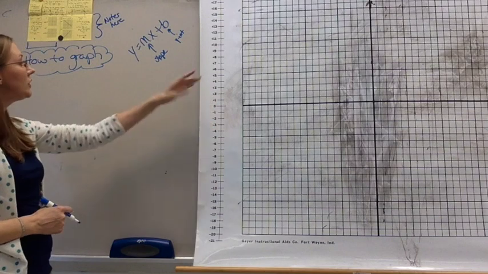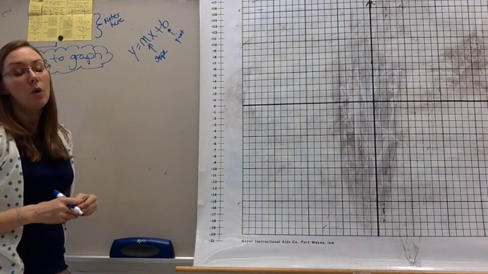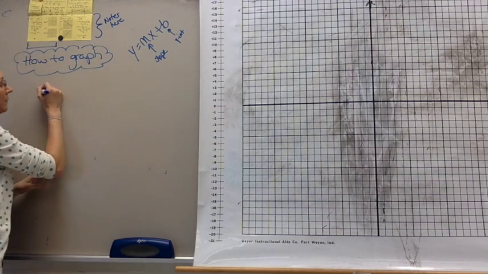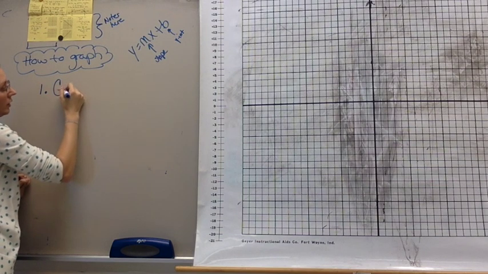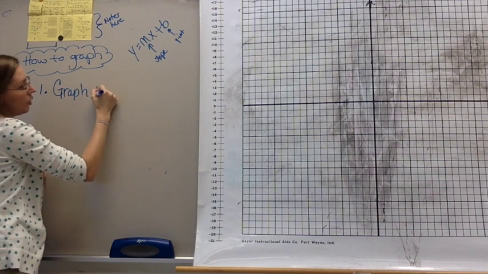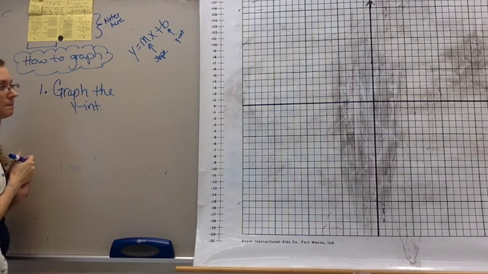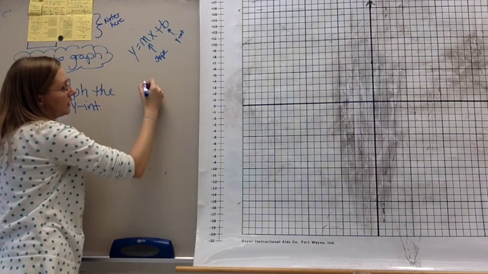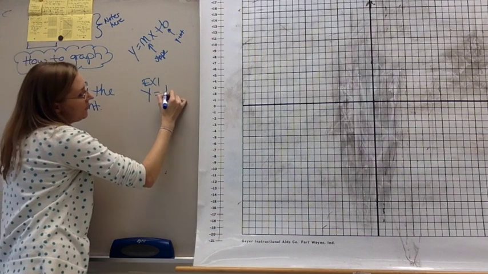Before I do my first example, I'm going to write 3 steps that I'm going to follow every single time I want to graph a line that is in slope-intercept form. My first step: I'm always going to graph the y-intercept first. Next to this initial graph, I'm going to write Example 1: y equals 1/2 x plus 2.